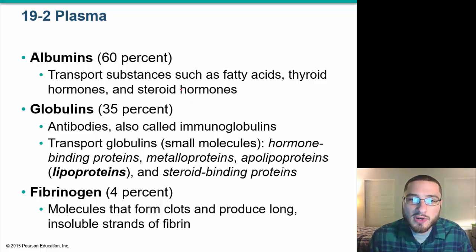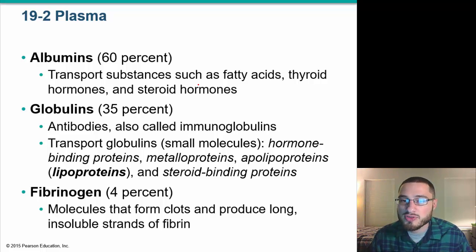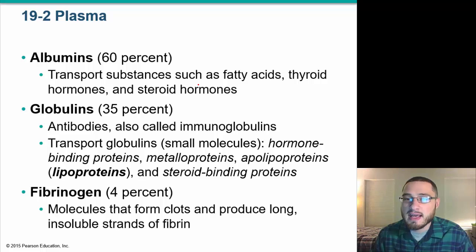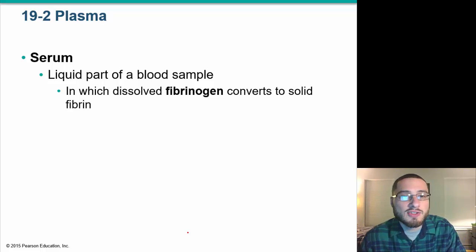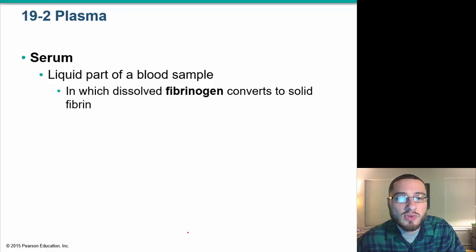We see that albumins transport substances such as fatty acids, thyroid hormones, and steroid hormones. You have your globulins, which include antibodies, also called immunoglobulins. Transport globulins carry small molecules: hormone-binding proteins, metalloproteins, apolipoproteins, lipoproteins, and you have your steroid-binding proteins. And then you have fibrinogens. These are the molecules that form clots and produce long insoluble strands of this protein called fibrin. Serum is the liquid part of the blood sample in which dissolved fibrinogen has converted to solid fibrin. All right, that is important in clotting.